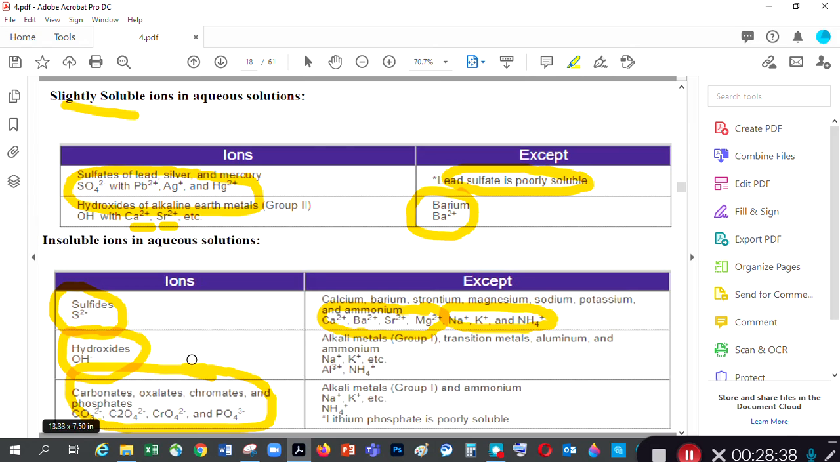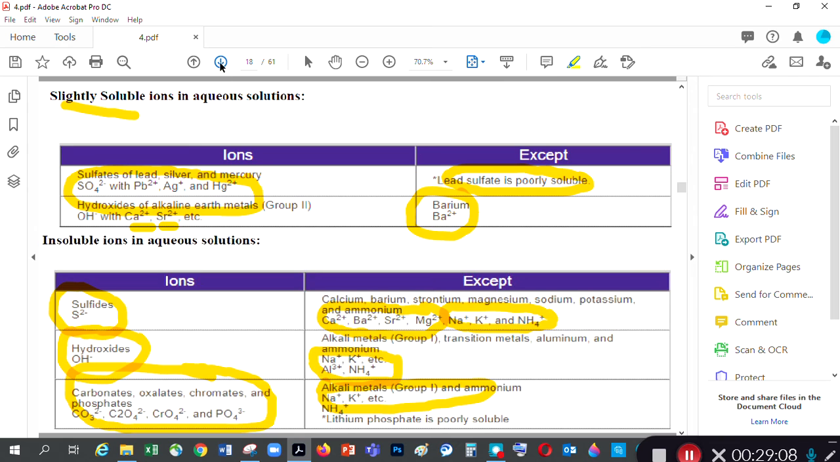The hydroxide, the same thing. Group 1A, correct, and ammonium and aluminum are soluble with the hydroxide. The alkali metals, transition and aluminum, so group 1A is soluble, and aluminum and ammonium. All the other hydroxides are not soluble. And here's the same thing. You see group 1A is always soluble with ammonium, correct? And lithium, a little bit, phosphate, soluble.